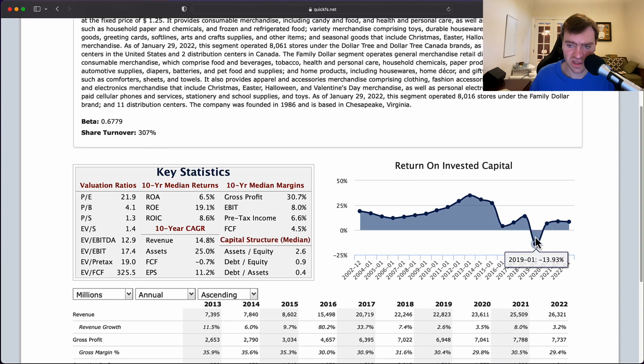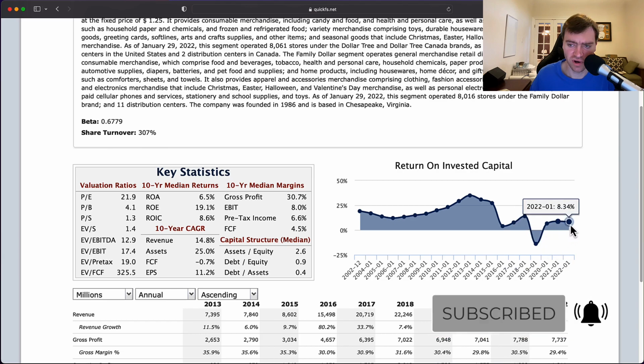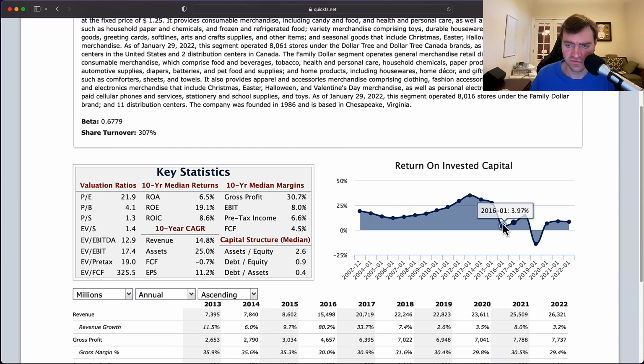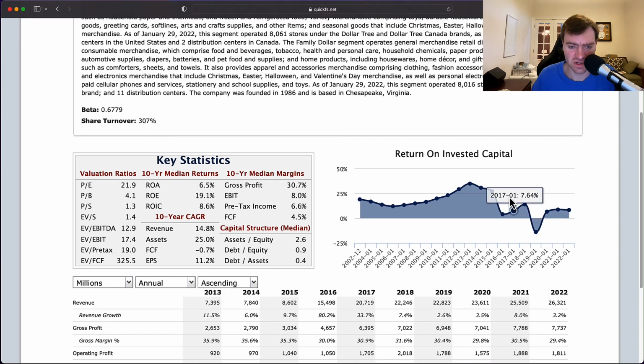However, we can see that just like Dollar General, they only have 1 year of losses, and that was in 2019, and otherwise they have been profitable ever since. Now, the big difference is you have single-digit returns from 2016, 2017, 2020, 2021, and 2022. Only 2018 in the last few years has managed to be double-digit return on invested capital. I don't know why these returns are so poor recently. I'm going to guess it has something to do with the acquisition.